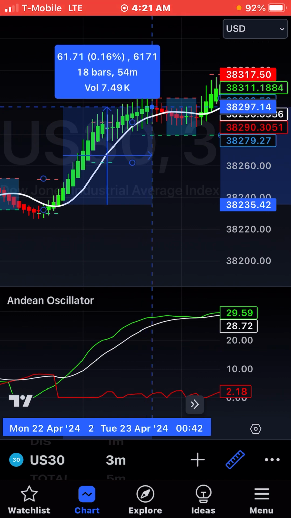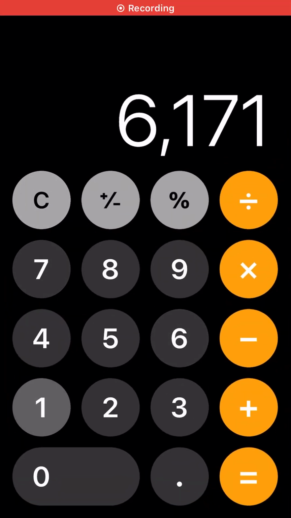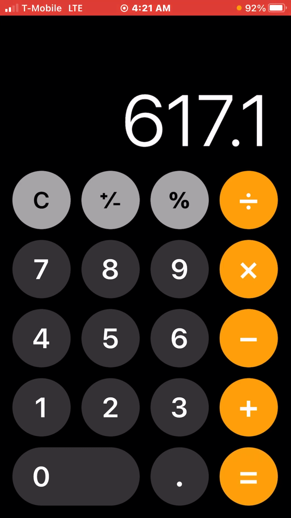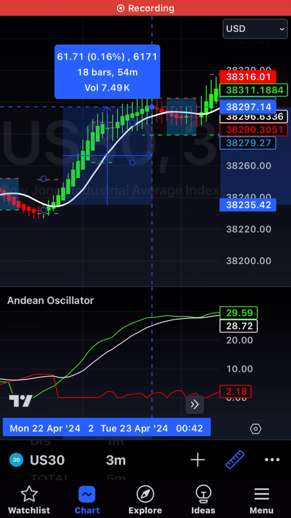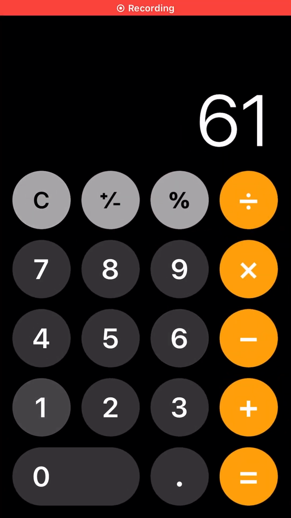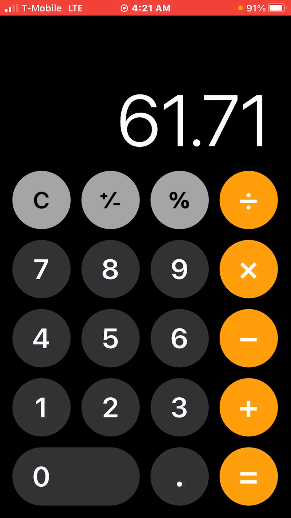And this is a $61 difference in price. About, let's see, 6171. If you do this at a 0.10, you would have made $600. You would have made $617 in 54 minutes. Now, if you did this, 6171 times 0.01, you would have made $61.